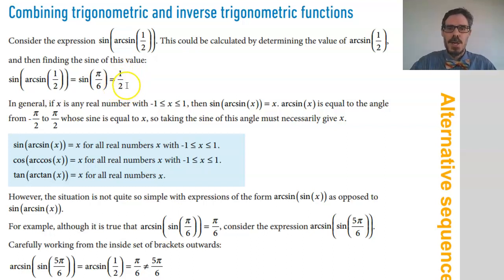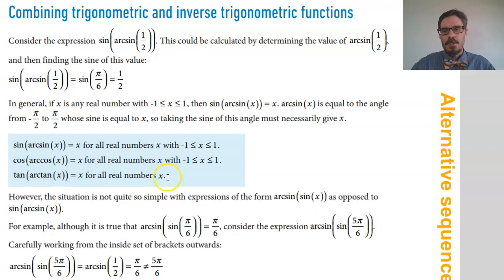Now this is true in general, for sine of arcsine and cos of arccos and tan of arctan. You get back the thing you put in. Now, of course, for sine and cos, you have to put in a value that could be a sine or a cos value between -1 and 1. Tan will work for all numbers.